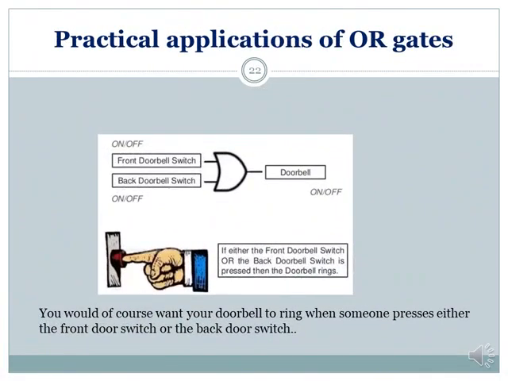The practical application of the OR gate. Here you can find a front doorbell as well as a back doorbell switch. If any one of the switches is pressed, then the doorbell will ring. So here is an example: if any one of the inputs is 1, you will get the output as 1. It is very nice to have, because when you press any doorbell, from inside the house or outside the house, the doorbell will ring.